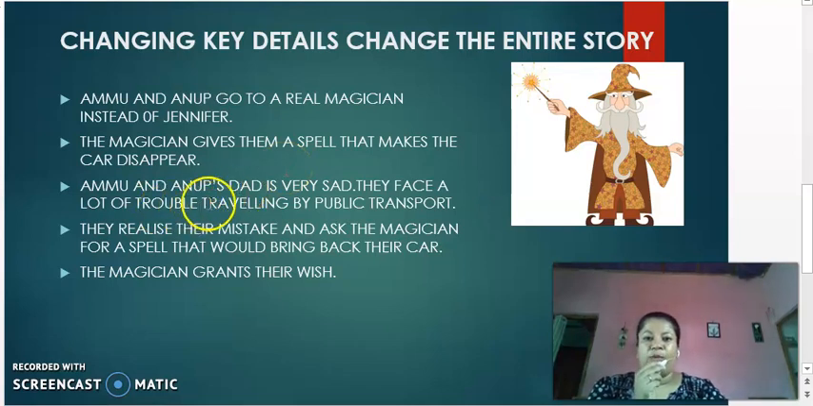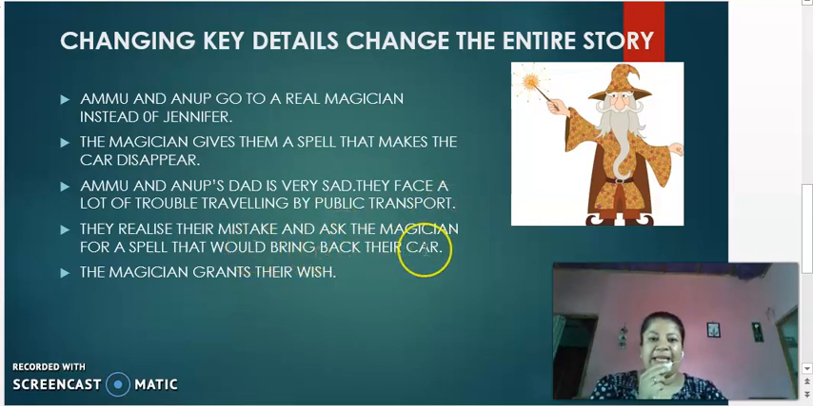Amu and Anup's dad is very, very sad, because he loves his car very much and he doesn't know what has happened to his car. This hurts him a lot. He's very sad, and the three of them face a lot of trouble, because they need to travel by public transport. They no longer have the facility of their car, and now they have a lot of trouble traveling by public transport. Then they realize their mistake.